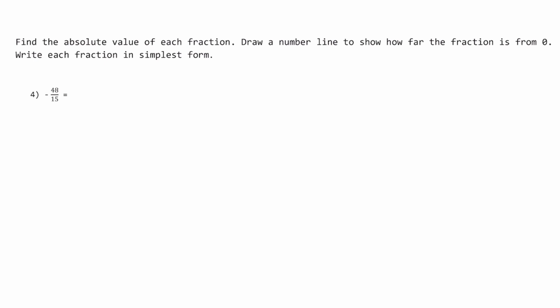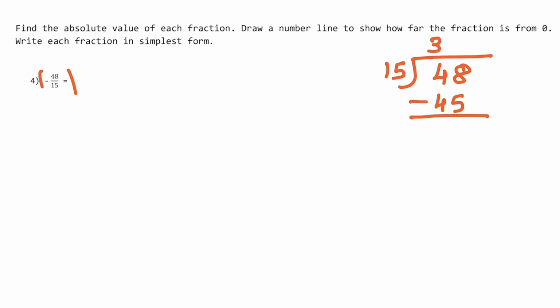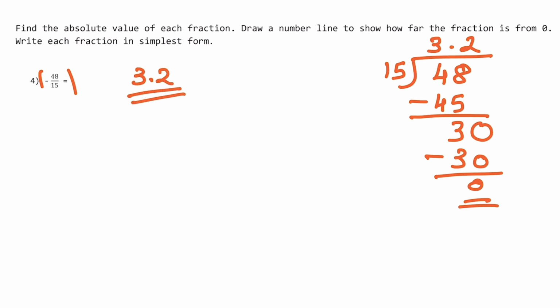Then the next one. These 4 questions are similar. The first 4 questions. Then again, absolute value. So positive, right? Division. So 48 divided by 15. Do you know your 15 times table? So it's easy. Times 3, 45, and the remainder is 3. Put a 0 and a dot. It's times 2 makes it 30 and it's 0. Done. So the answer is 3.2. So all the 4 questions are done here, right?